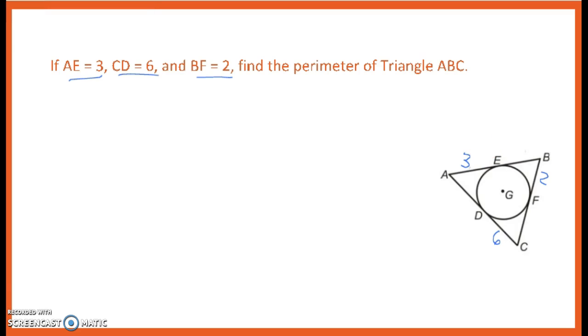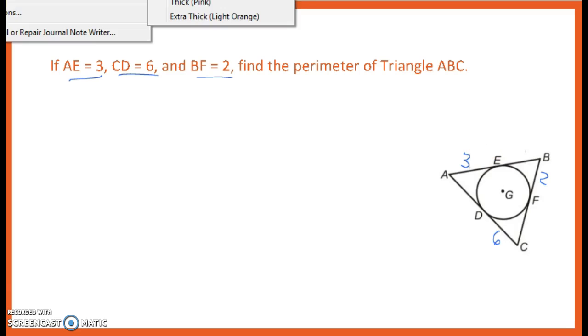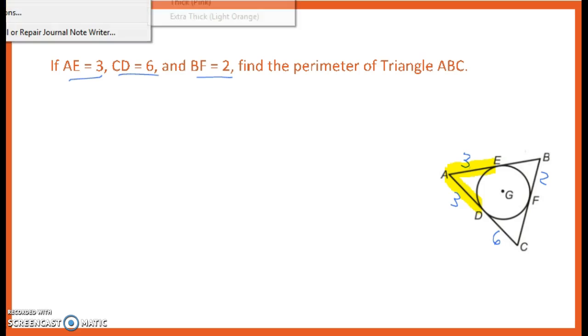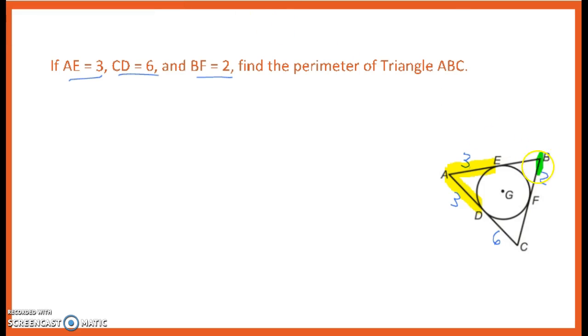So we can apply the same theorem that we did in the last problem, the two tangents theorem. AC is tangent to circle G from point A, and so is AD, which means that AD is 3 as well. BF is tangent to circle G, and BE is tangent from the same external point B. So therefore, if BF is 2, then BE is 2.